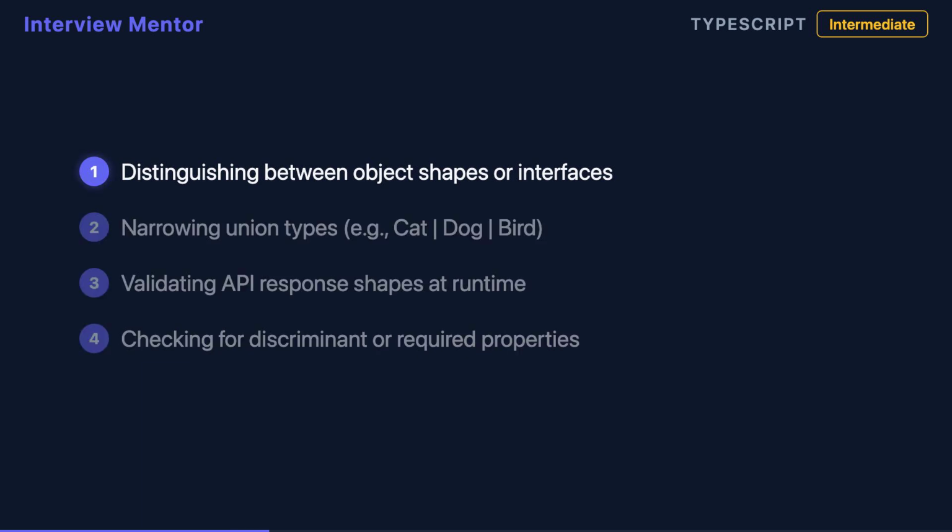You write a function that inspects an object's shape, checking for specific properties, discriminant fields, or structural patterns, and returns true if the object matches a specific type. This makes them essential for union types, API responses, and anywhere objects share an ambiguous structure.